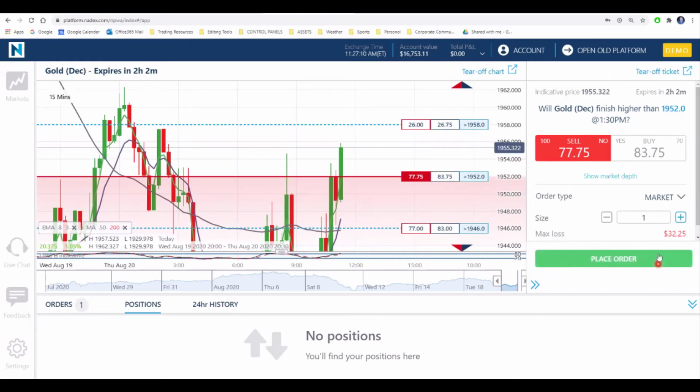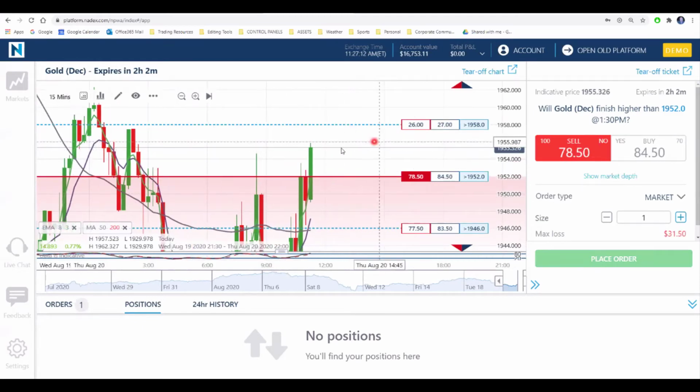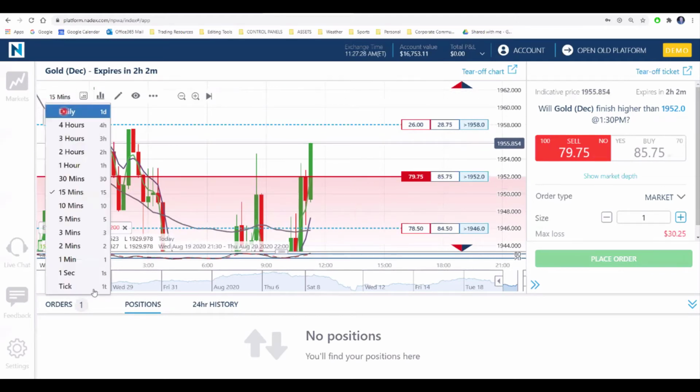So this assumption in the marketplace of buyers and sellers, most of the people on the other side of this trade are bullish right now. They don't believe this marketplace has the ability to reverse. And we are 2 hours and 2 minutes away from this. So I'm going to go to a smaller time frame just to see what's happening.